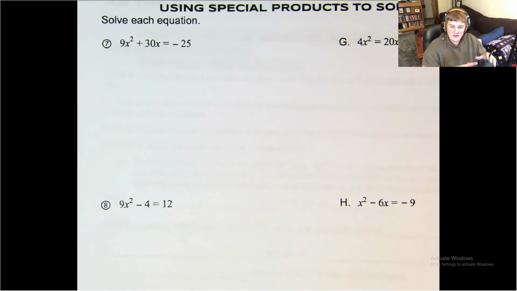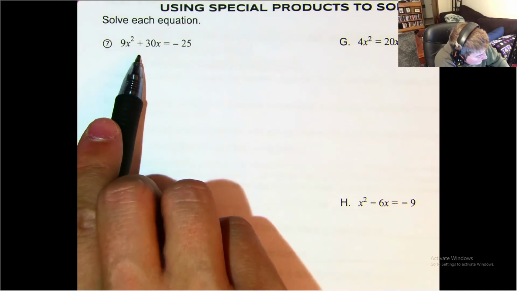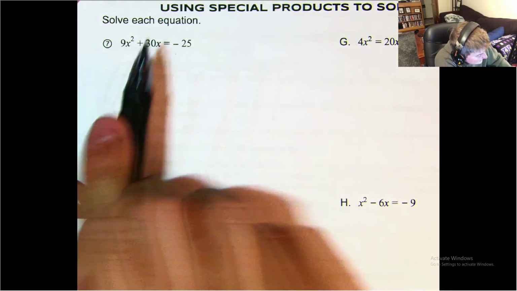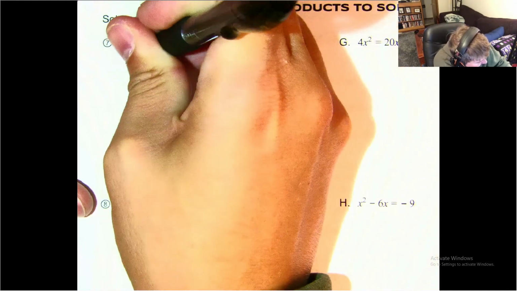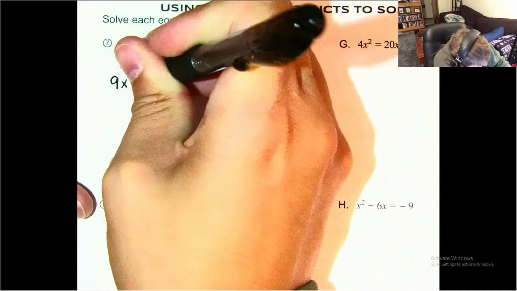Because when I have it set equal to 0, I can use the zero product property to figure out my x values that are going to make this true. So as I'm doing this, I have a couple options. I can minus 9x squared and minus 30 to get it all on the right, or I can add 25. In this situation, I would want to add 25 because then that would keep my a value positive.